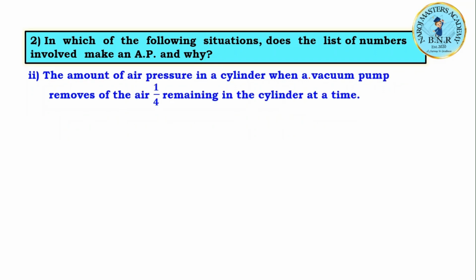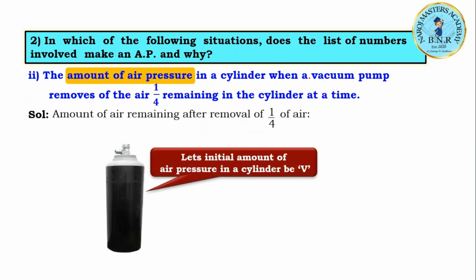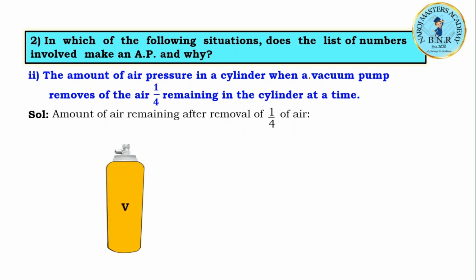The amount of pressure in a cylinder when a vacuum pump removes 1 by 4th of the air remaining in the cylinder at a time. So every time we remove 1 by 4th of the remaining air present in the cylinder. First of all, we'll assume the volume of the cylinder is V, because volume is represented by the first letter V. So this is our cylinder, and the total amount of air in the cylinder is V.